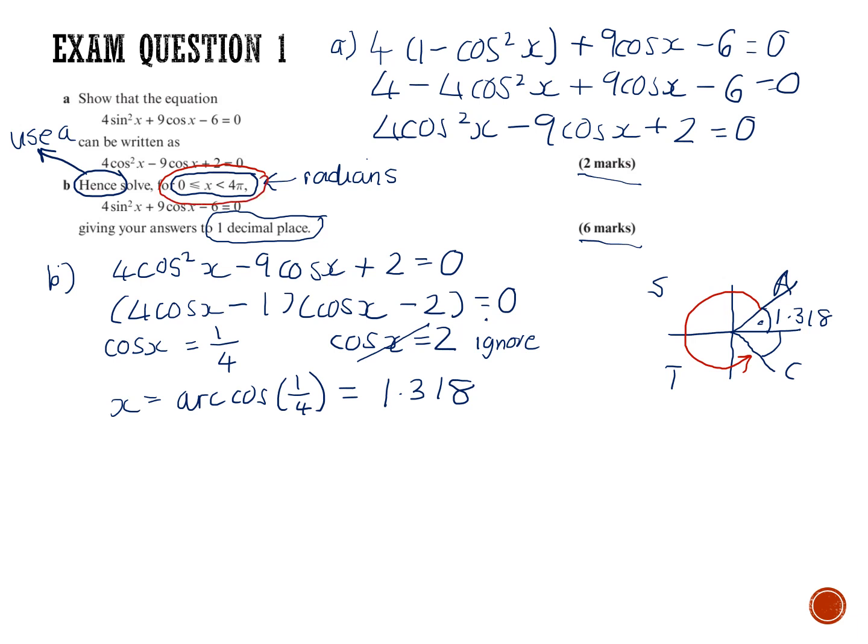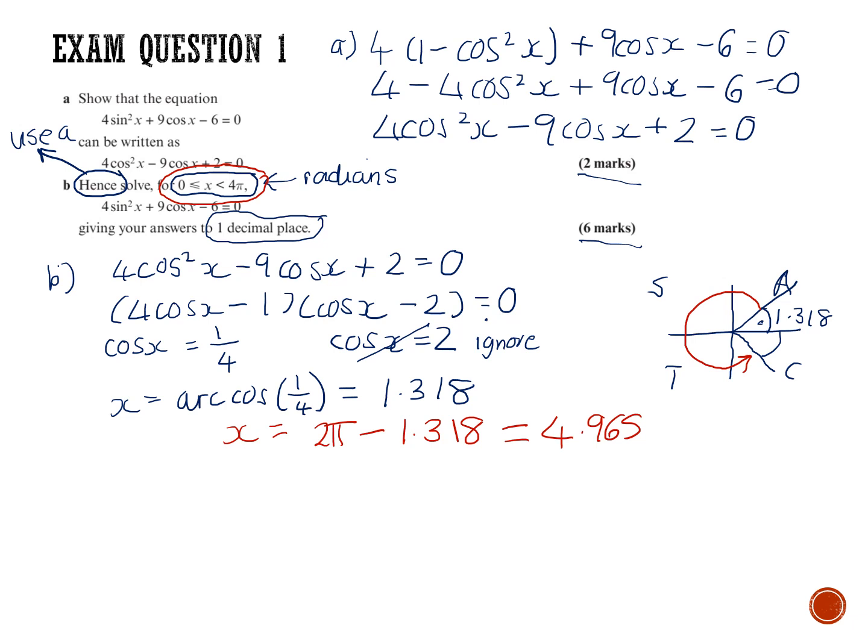So between 0 and 4 pi, we'll have a look at that in a minute. Okay, so my second answer I'm going to get by doing 2 pi minus 1.318. Keep that as your answer in your calculator, do 2 pi minus answer, and you get 4.965. So if the question was only between 0 and 2 pi, that would be our two answers. Now, the question is between 0 and 4 pi, so that means we get another two answers. So we're expecting to get 4 answers.